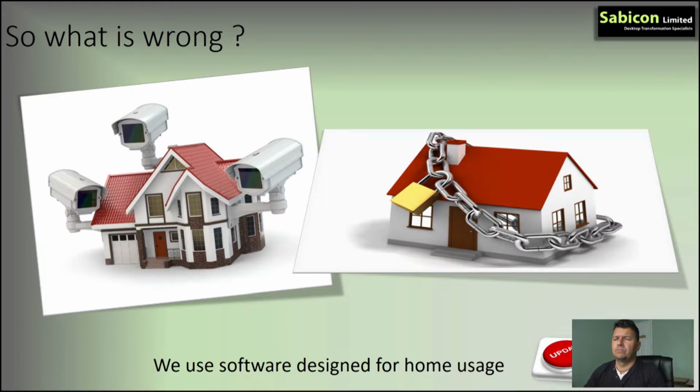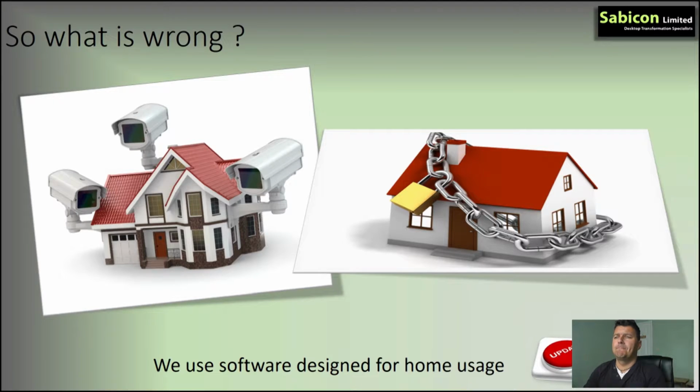So what's wrong? Well, basically, the software we're using in industry is for home users. Antivirus is there to protect the home user. It has to be updated constantly all of the time. We can't put too restrictive software onto home users because then they won't be able to run the programs and download what they want from the internet. But we use this in business. Maybe it's not the right way to do it.